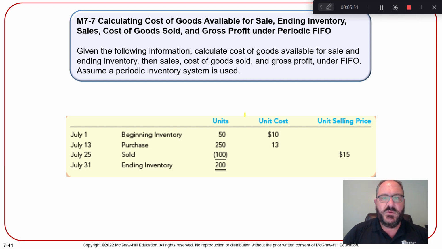Highlighter. Okay, so we had this beginning inventory of 50. They're 10 bucks a piece. Then we had 250 more at 13 bucks a piece. And then we sold 100 of them, and we sold them for $15 each. Now remember, if we're doing FIFO, we're going to sell these 50 first, and then we're going to sell another 50 out of the $13. Okay.